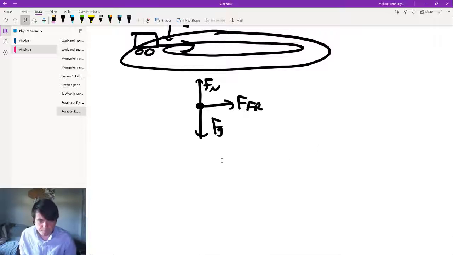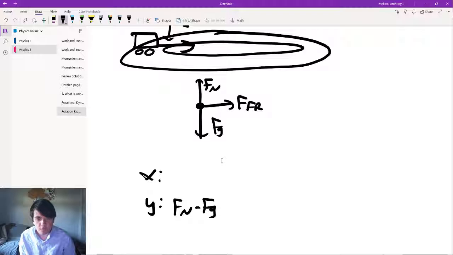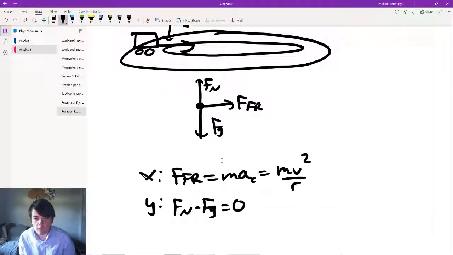And so if we do our x and y equations here, our y equation is really easy. Normal force minus the force of gravity is 0 because it's not accelerating up and down. And our x equation will look like ma, but it's centripetal acceleration because it's moving in a circle. And ac was equal to mv squared over r. And so this will be the equation. Force of friction equals mv squared over r.